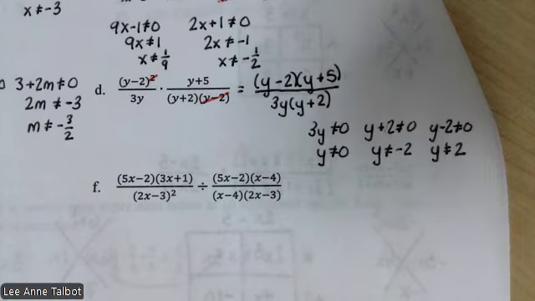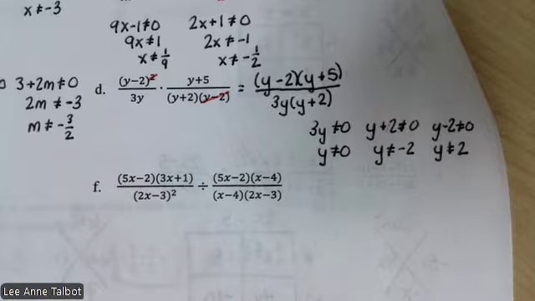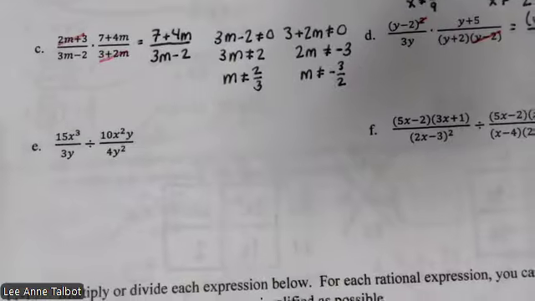How many excluded values can there be? Well, the most I've seen so far is 4 on the problems that we've done. I mean, there's not a limit, but sometimes they have 4. Okay. E, keep change flip.